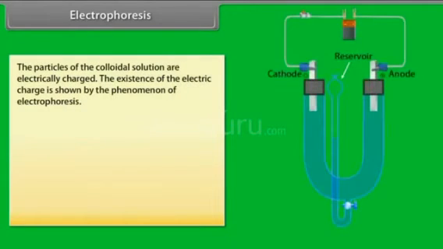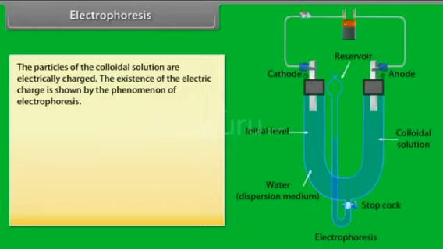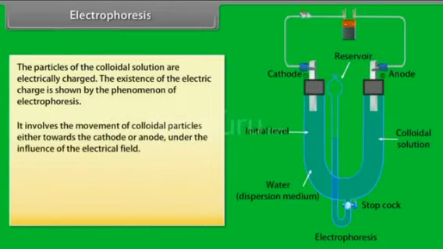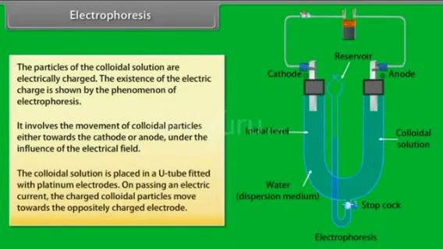Electrophoresis: the particles of the colloidal solution are electrically charged. The existence of the electric charge is shown by the phenomenon of electrophoresis. It involves the movement of colloidal particles either towards the cathode or the anode under the influence of an electric field. The colloidal solution is placed in a U-tube fitted with platinum electrodes. On passing an electric current, the charged colloidal particles move towards the oppositely charged electrode.